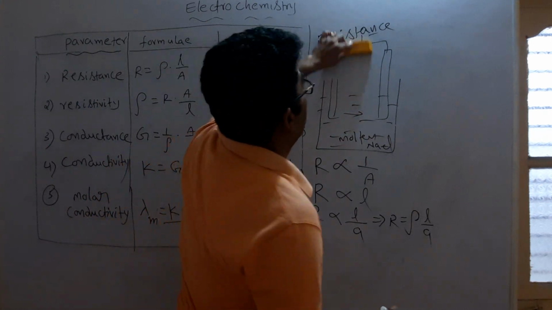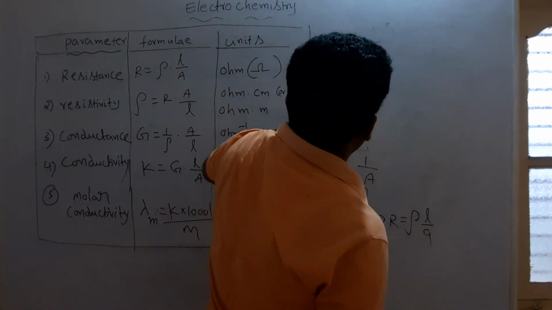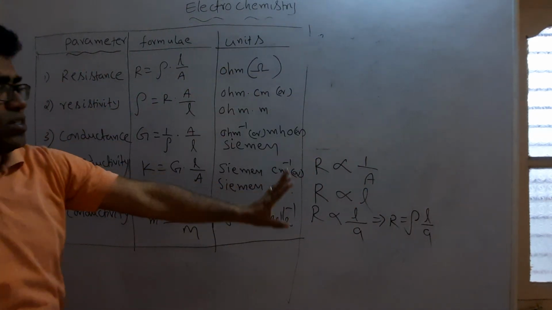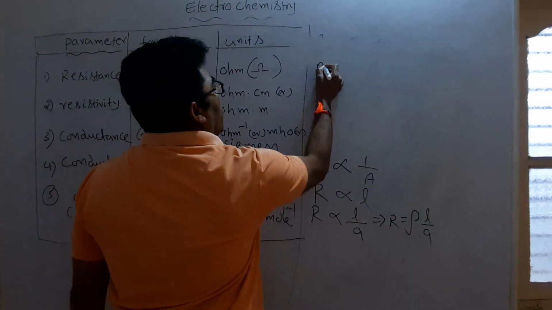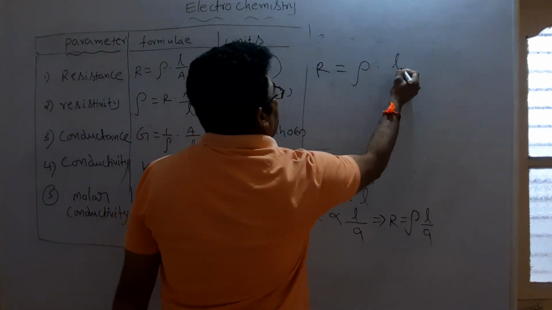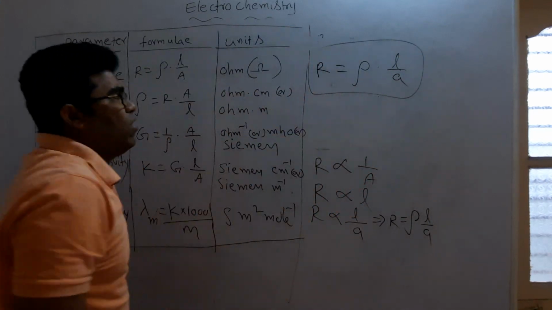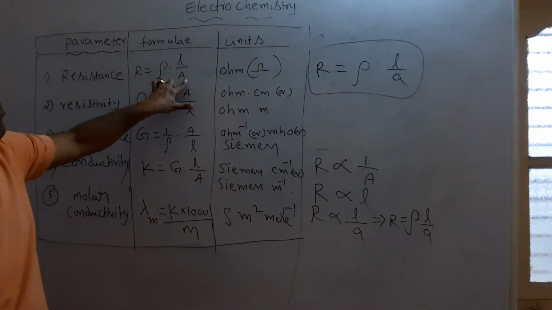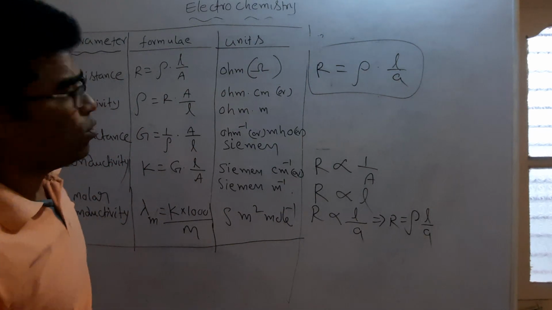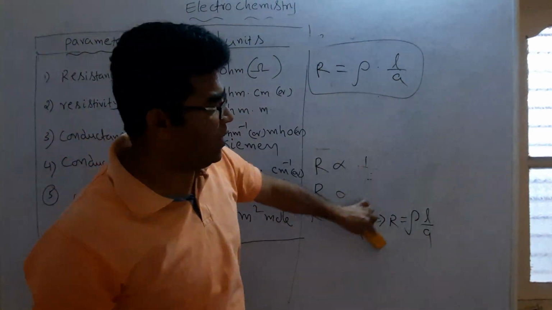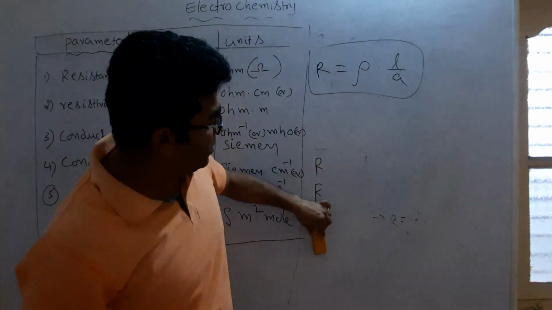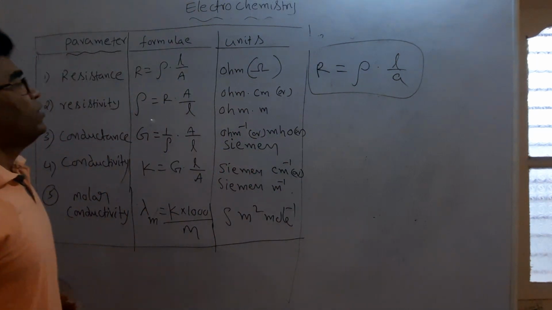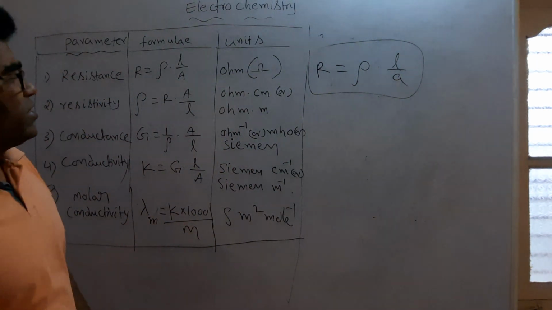So, resistance R equals rho into L by A. The unit for resistance is ohm. You know that for length, the units are, for example, centimeters or meters. Centimeter is the CGS unit and meter is the SI unit. Just like that, ohm is the SI unit of resistance.